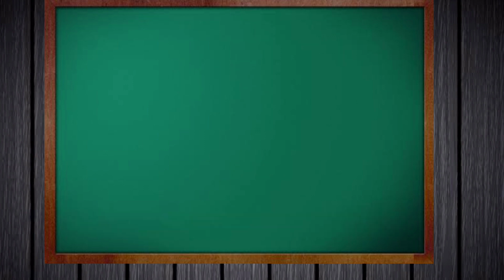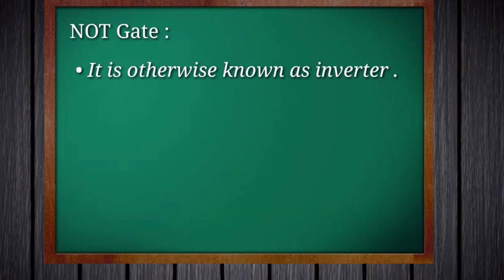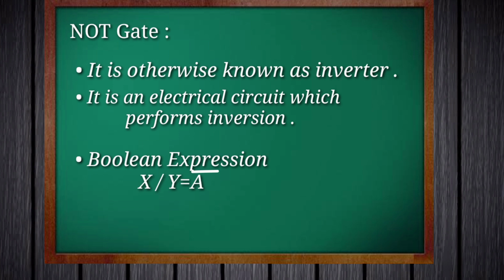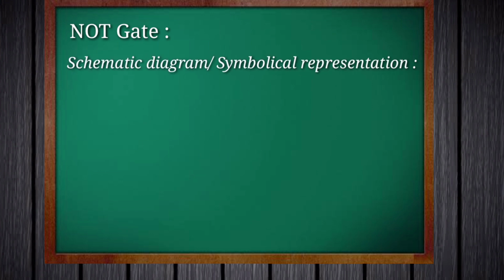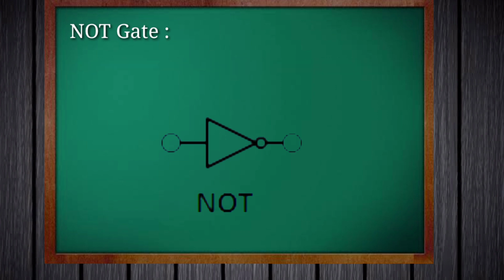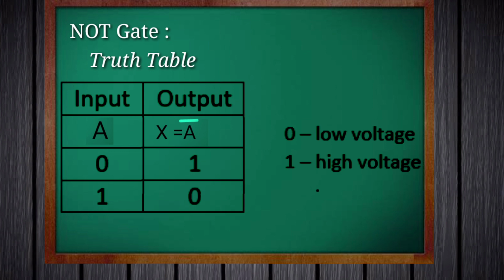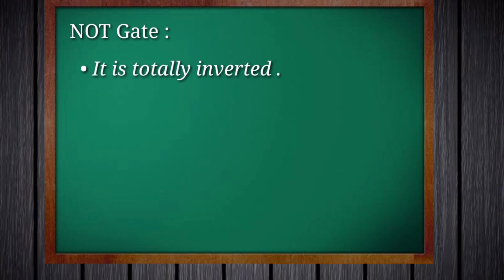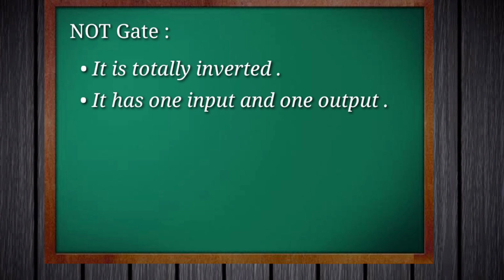Next, the NOT gate. It is otherwise known as an inverter. It is an electrical circuit which performs inversion. Now the Boolean expression is X or Y equal to A bar. Now the symbolic representation is represented as here. Now the truth table is A input and output X or Y equal to A bar. Now the input is 0, output is 1, and input is 1, output is 0. It is totally inverted. It has one input and one output.